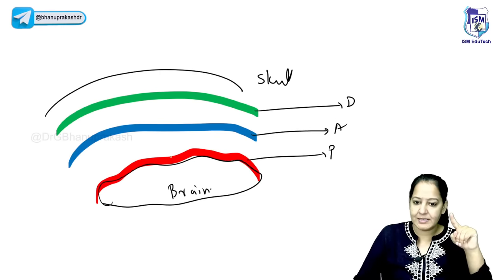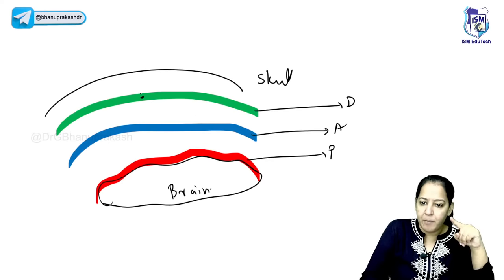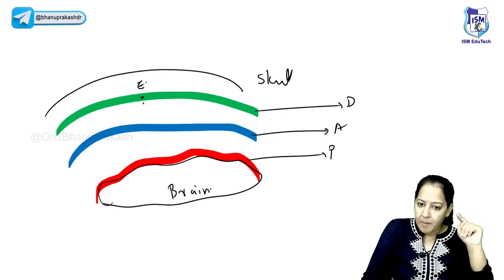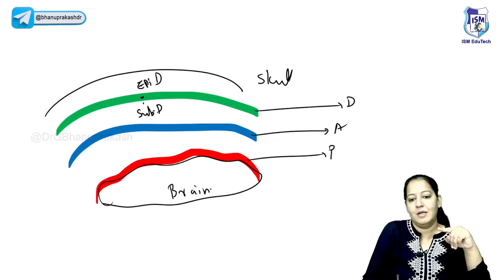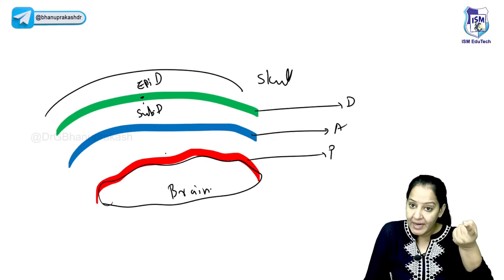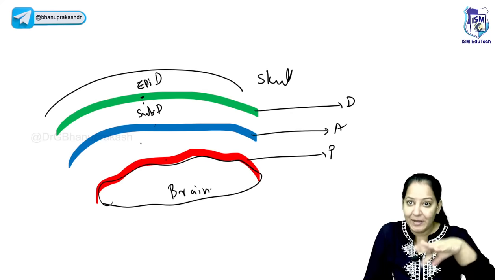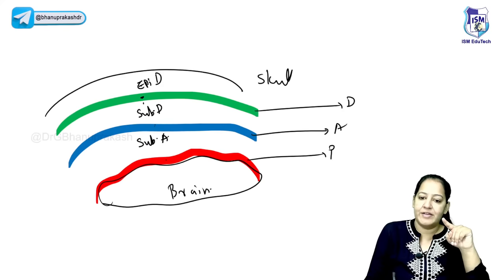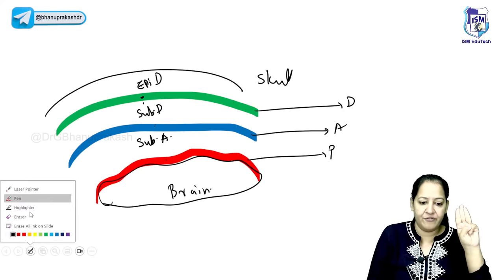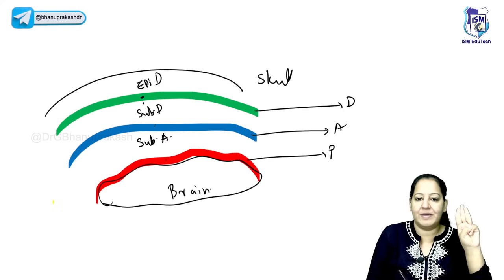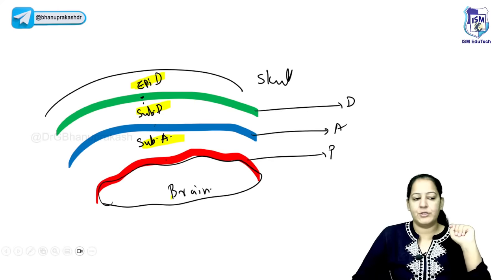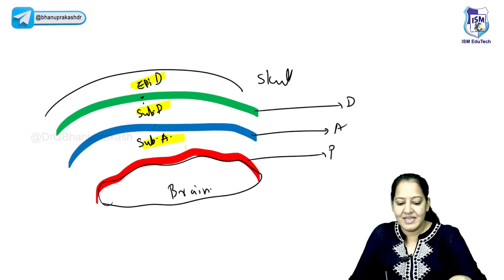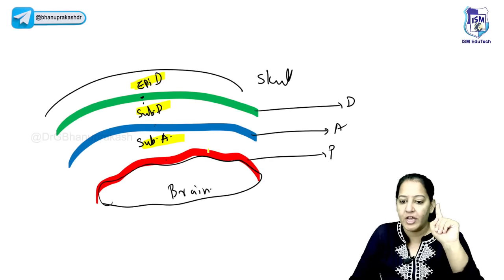Can you see the spaces? There is a space above dura and below dura. Above the dura is the epidural space, and below the dura is the subdural space. And there is a space between the pia and arachnoid, just below the arachnoid. This is the subarachnoid space. So read the three spaces: epidural, subdural and subarachnoid. CSF is present in the subarachnoid space.